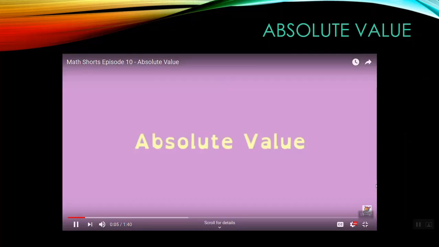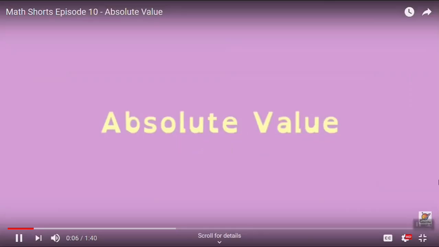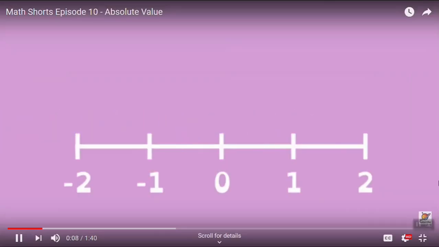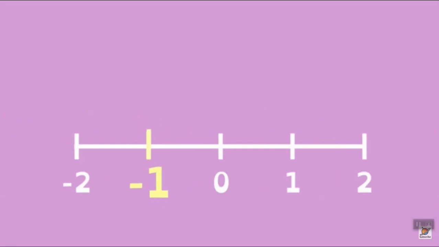All right, here's another little video about absolute value. The absolute value of a number is its distance from another number on a number line. Distance is a measurement that tells you how far you've gone from one point to another. The notation for absolute value is two straight lines, like this.